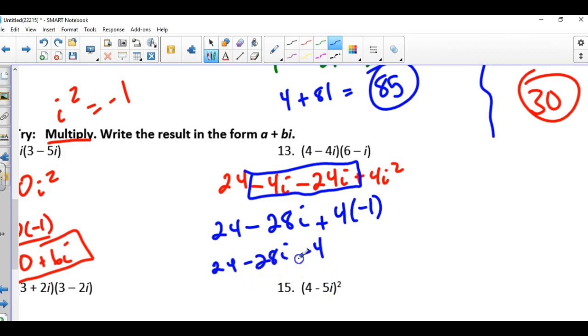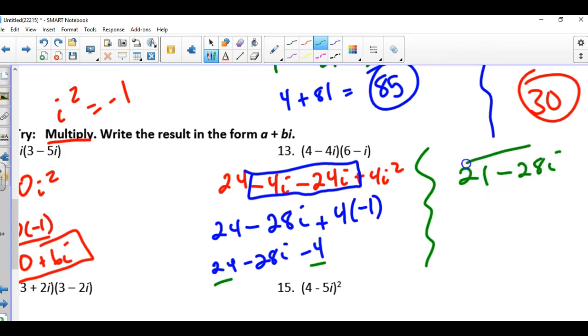So now I'm going to simplify this. Remember, real with real, imaginary with imaginary. Well, there's no more imaginary parts. It's just this part right here that is imaginary. Okay? So I'm going to do the real parts. 24 and negative 4. 24 minus 4 is 20. And then minus 28i. So we have 20 minus 28i.